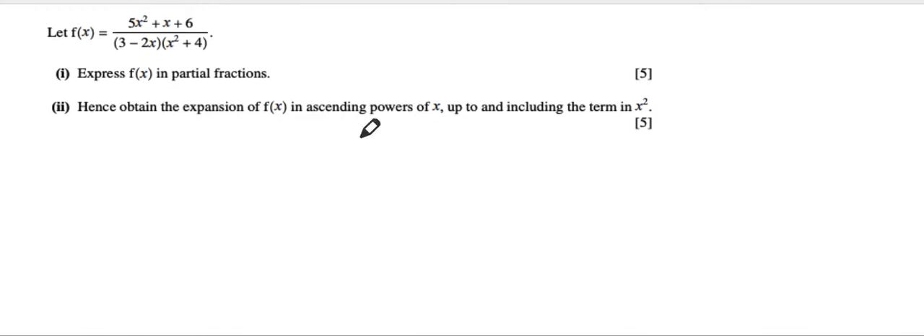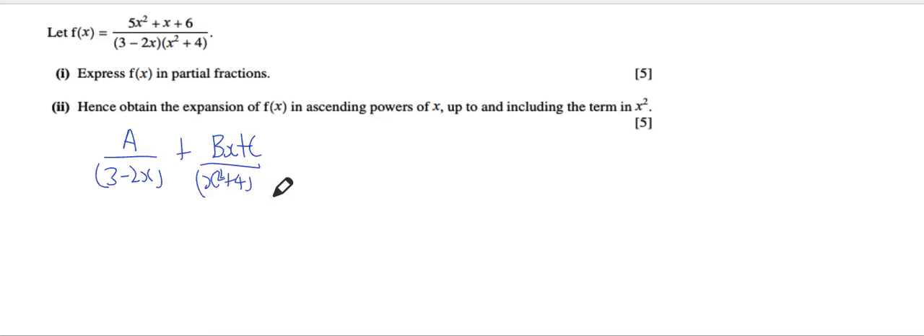First, the expression is 5x squared plus x plus 6 over 3 minus 2x times x squared plus 4. Let's solve this step by step. Since x squared plus 4 is irreducible, you should have A over 3 minus 2x, and then the next one is Bx plus C over x squared plus 4. Now let's find out what A, B, and C are.